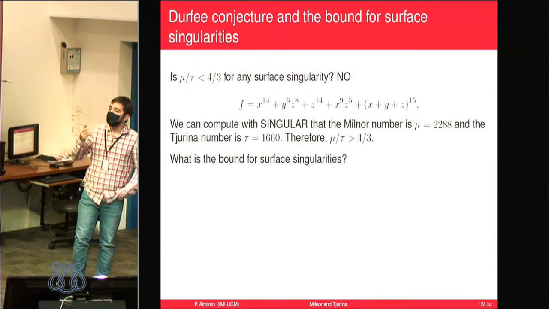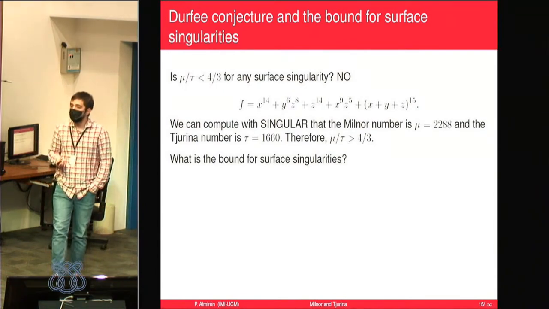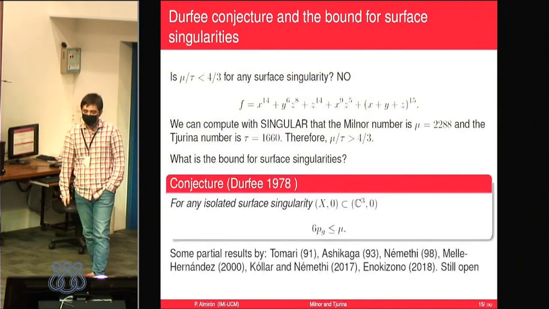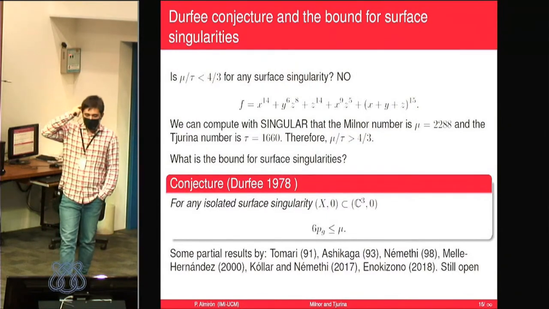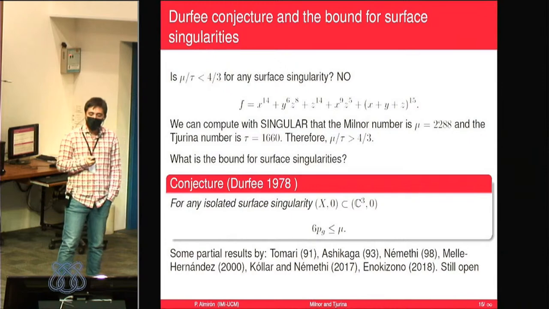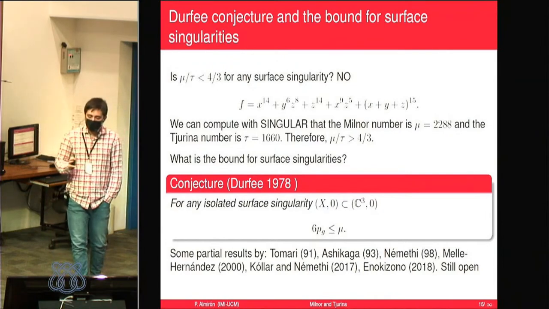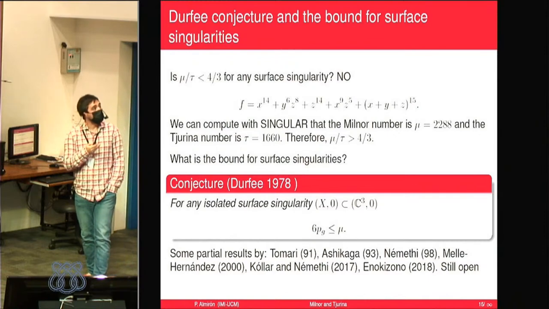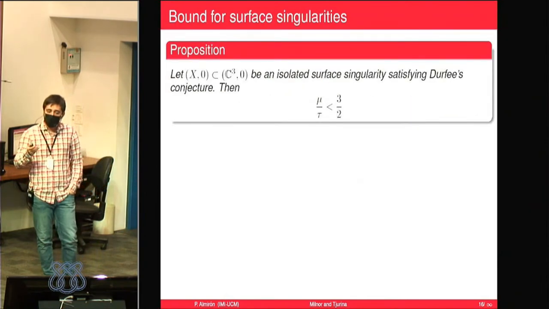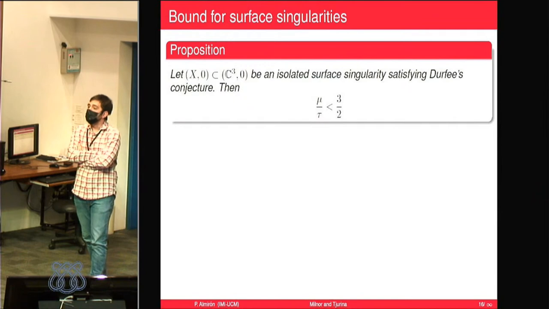So it is natural to ask, is this going to be general for any surface singularity? The answer is no. You can find examples, computing numbers with a computer, where this is bigger than 4 over 3. So the natural question is, what is the bound for surface singularities? And here Durfee's conjecture enters the game. Durfee's conjecture is a very important conjecture in singularity theory, which is still open today, and asks if for any isolated surface singularity, 6 times the geometric genus is less than or equal to the Milnor number. Lots of cases have been done in this conjecture, but it's still open. And if we now combine Durfee's conjecture with Jonathan Wahl's theorem, what we obtain is that for any isolated surface singularity satisfying Durfee's conjecture, we are going to have that mu over tau is less than 3/2.